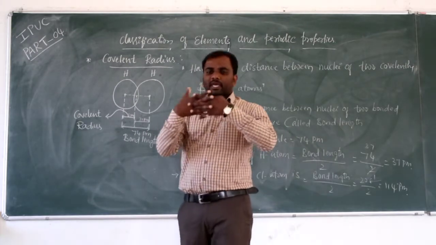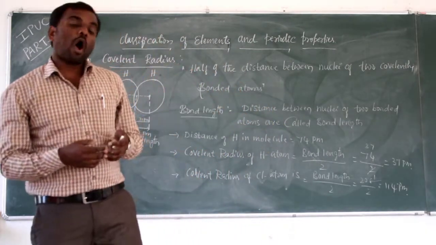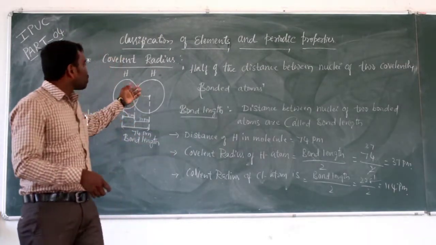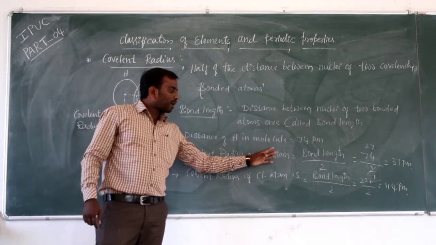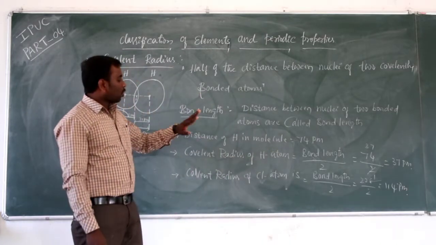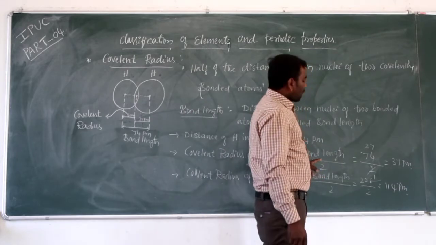Now we calculate the individual covalent radius of each hydrogen atom, right? That is, the covalent radius of a hydrogen atom is equal to bond length divided by 2, the number of atoms, right?